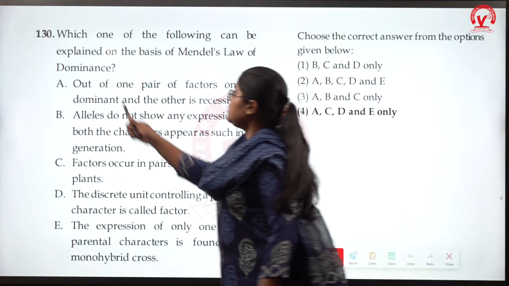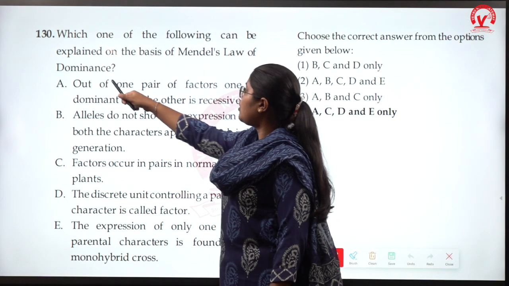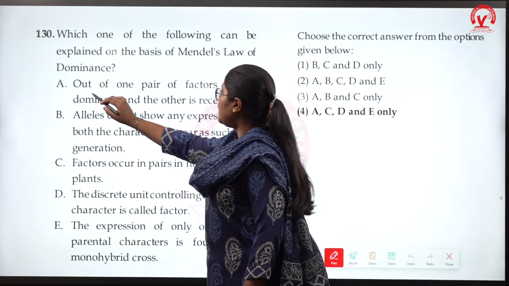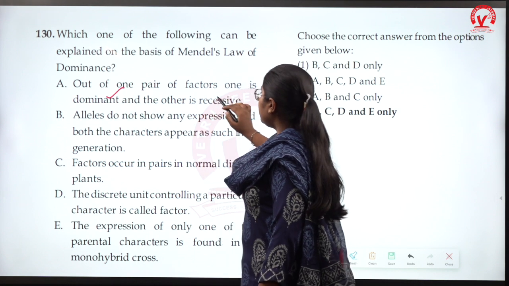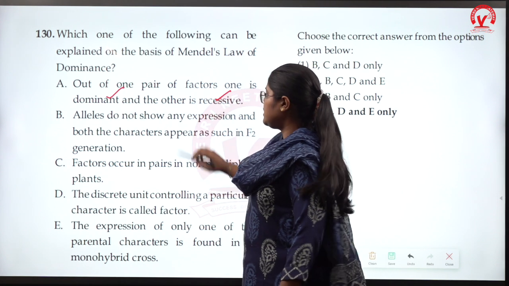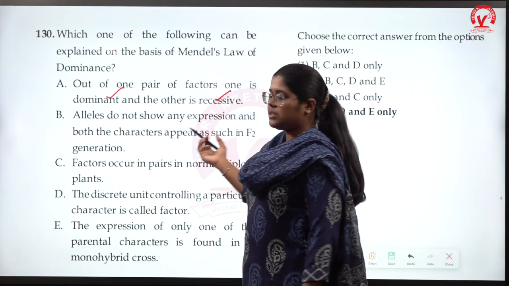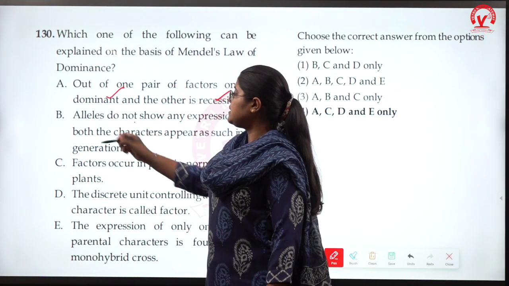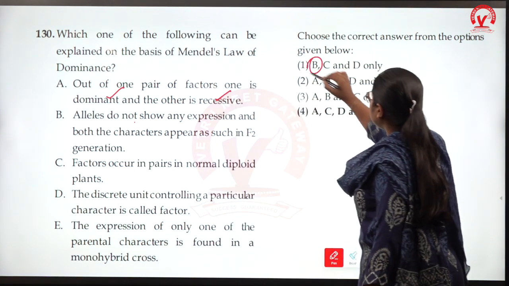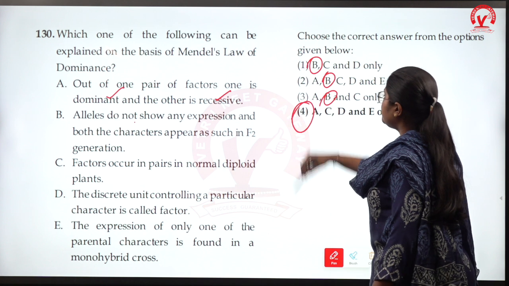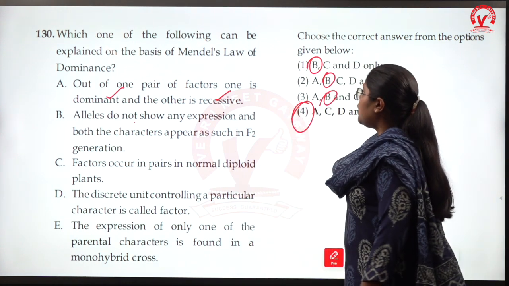So next question, which one of the following can be explained on the basis of Mendel's law of dominance, they have asked. Out of one pair of factors, one is dominant and the other is recessive, they have given. This is a correct statement. Next statement, allele does not show any expression, they have given. This is an incorrect statement because alleles show expression. So if we eliminate option B, the fourth option is automatically correct without reading all the other options.